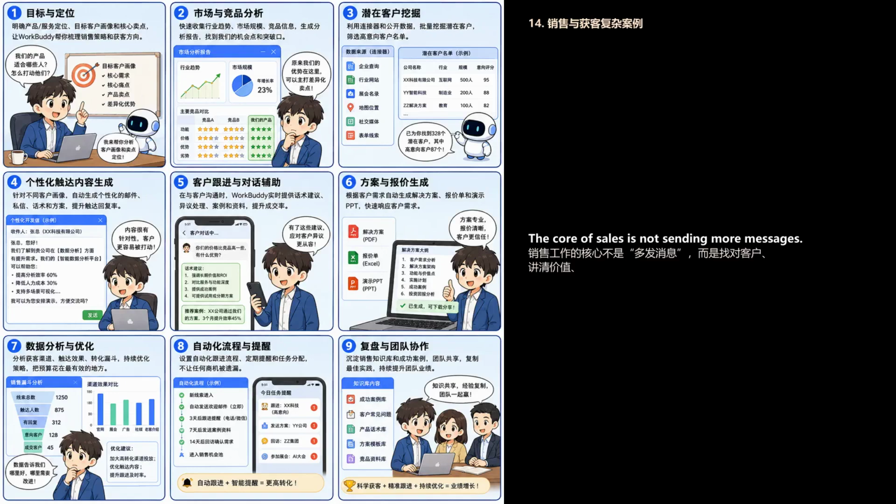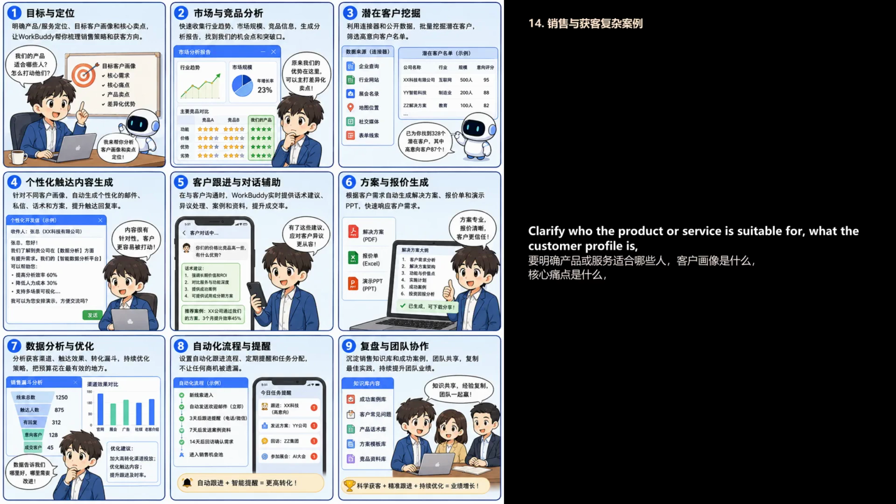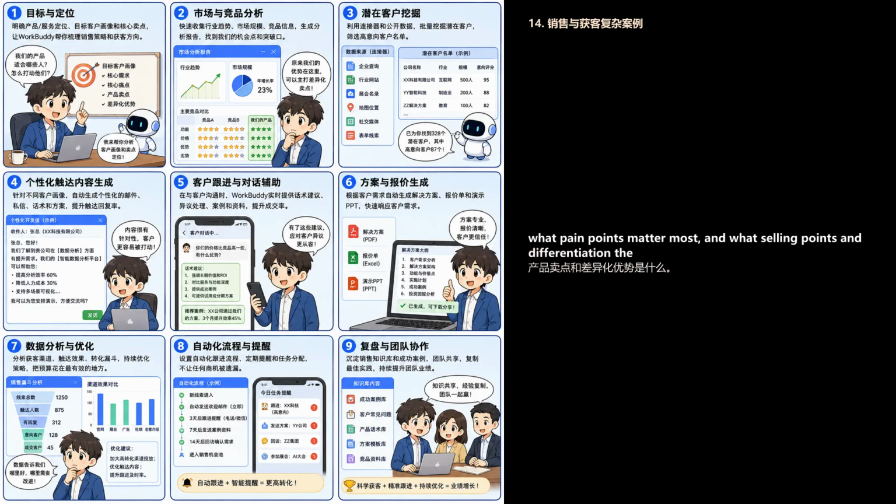It is finding the right customers, explaining value clearly, following up consistently, and reviewing results in time. The first step is goal and positioning. Clarify who the product or service is suitable for, what the customer profile is, what pain points matter most, and what selling points and differentiation the product has. WorkBuddy can help organize this information into sales strategy and acquisition direction.